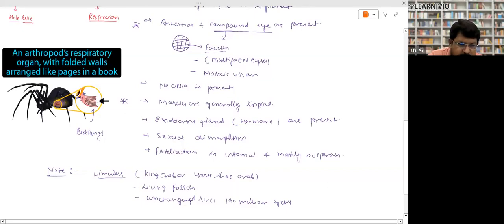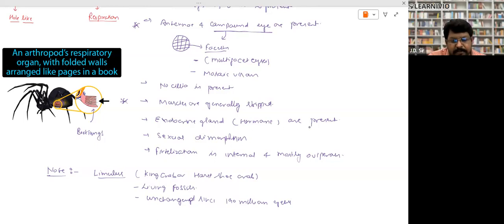Okay, so this is the respiratory organ which is called book lungs. Book lungs look like the pages of an open book, right? So that's why they are called book lungs. Endocrine glands are present, which means there are glands to release hormones, right? I think you must have written this point.